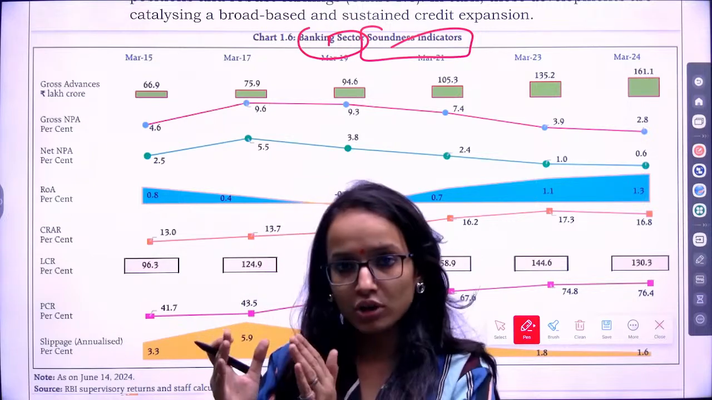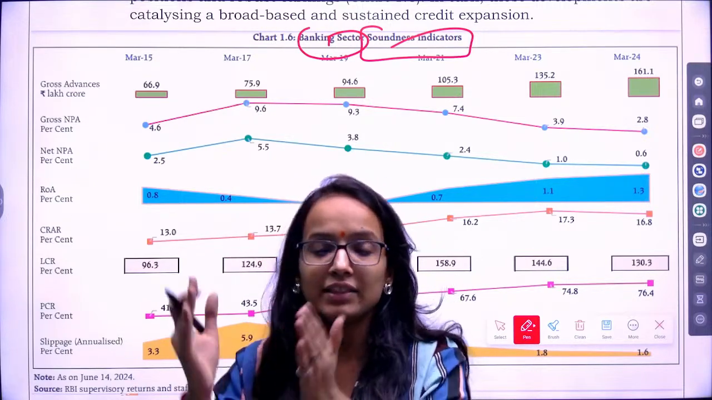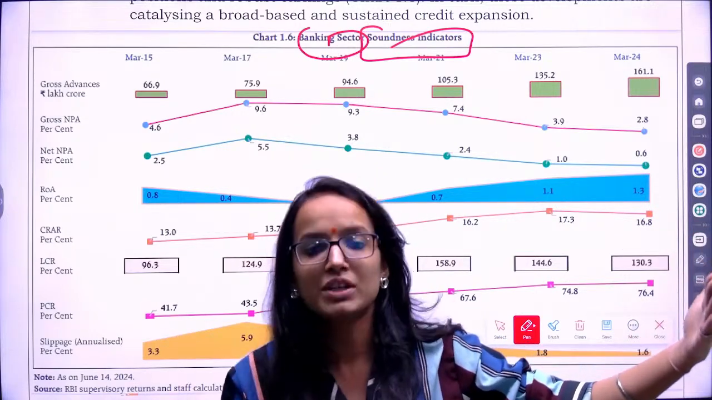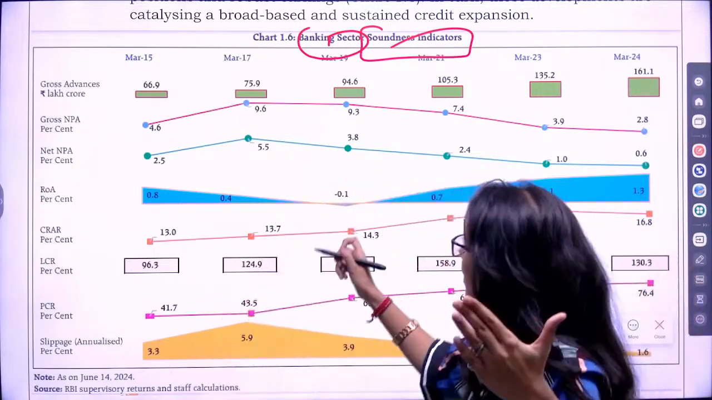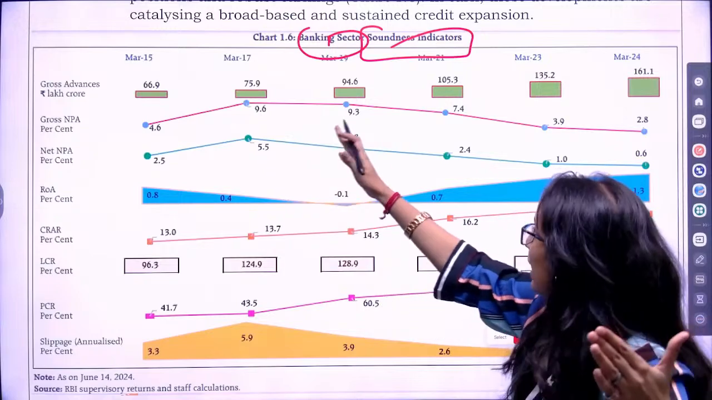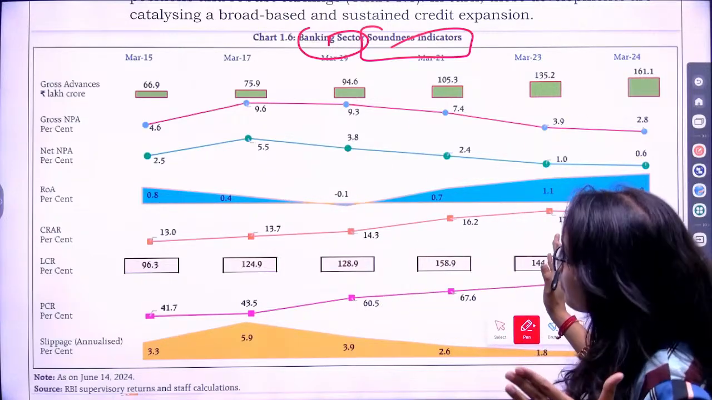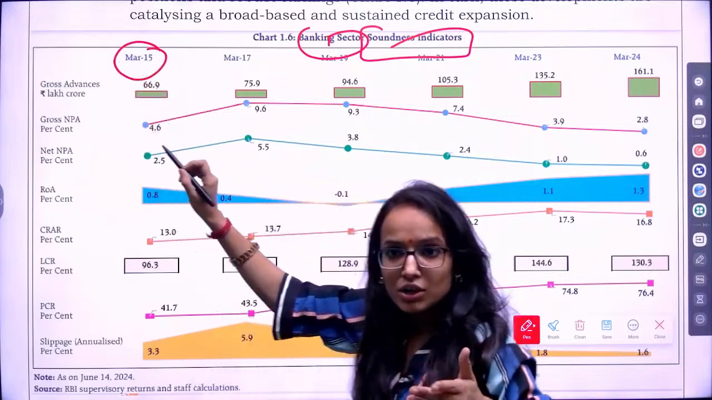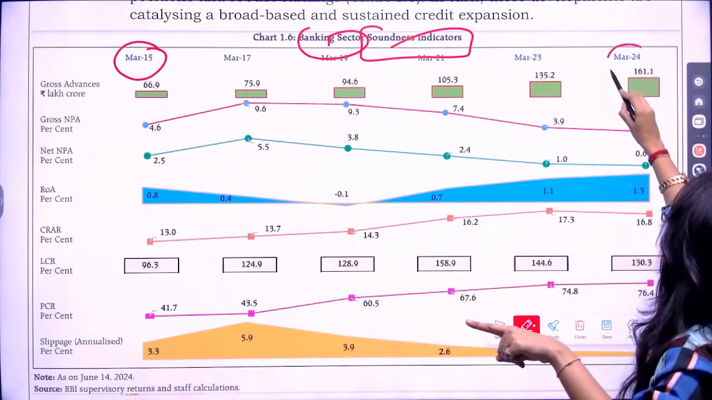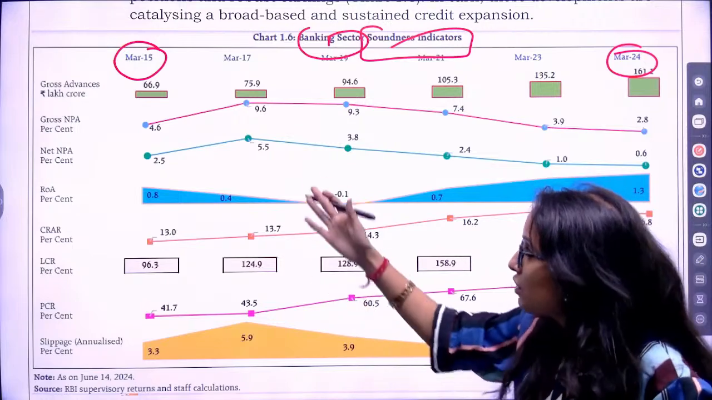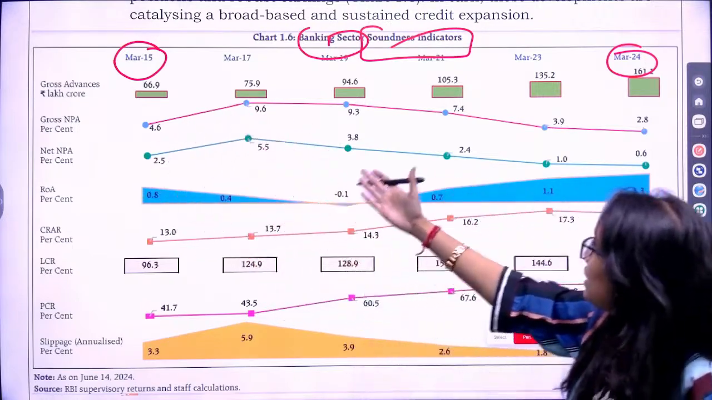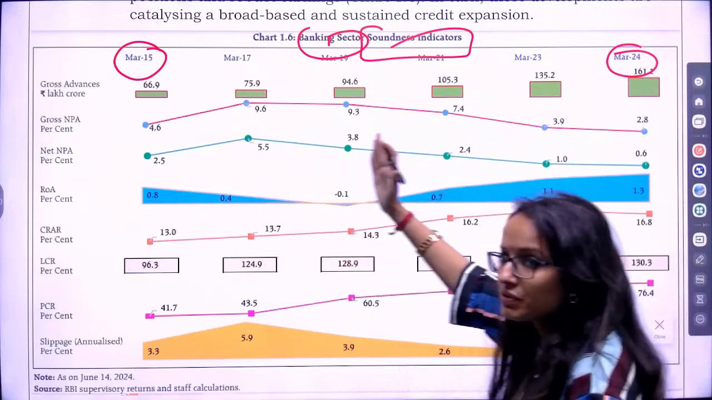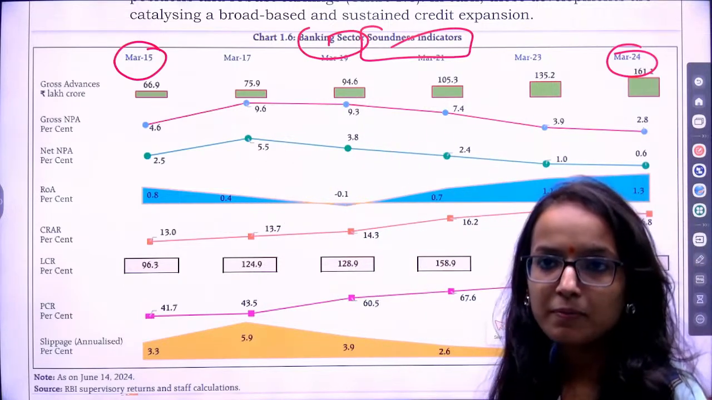We will look upon the concepts of all these indicators and then we will look at the trend. You will be able to understand the benefit of the trend only once you understand the concept. So let's see all these indicators. One more thing, try to understand this graph, this chart. This is data provided from 31st March 2015 to March 2024. So this is financial year 15, 17, 19, 21, 23, 24. So this is across 15 to 24 financial years.